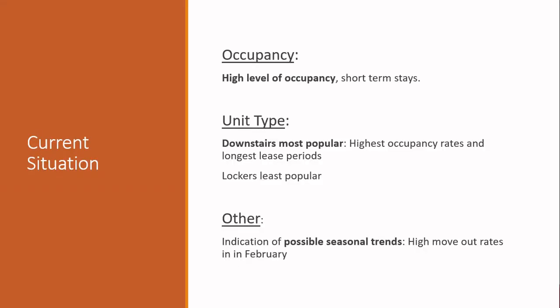Outlined in our first report, where we focused on the company's current performance, we identified the company was doing well, however, there was still room for improvement. Occupancy rates were very high, with most units occupied. However, average length of stay was typically quite short. Downstairs units are also the most popular, with the highest occupancy rates. We also identified a potential seasonal trend which could be targeted to increase revenue.